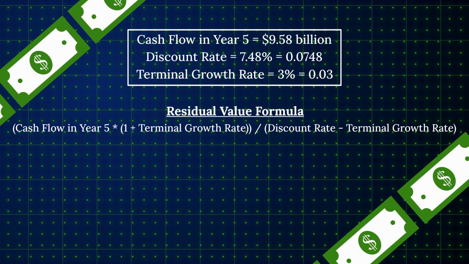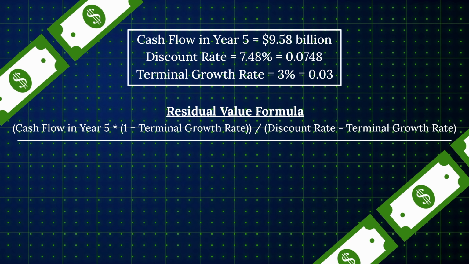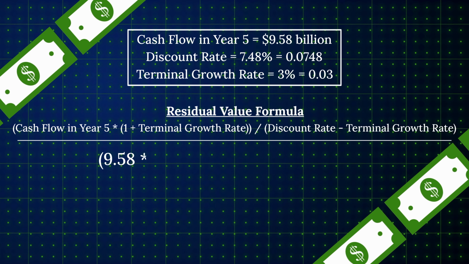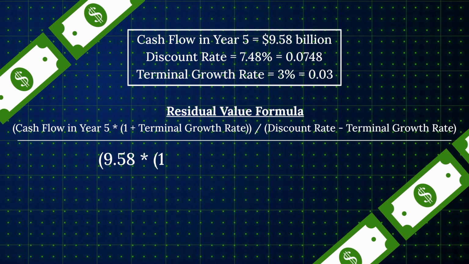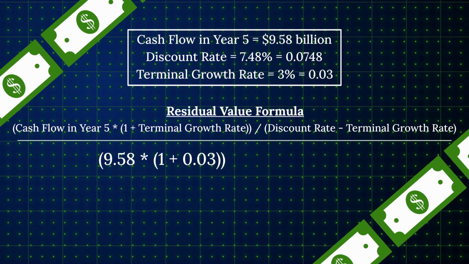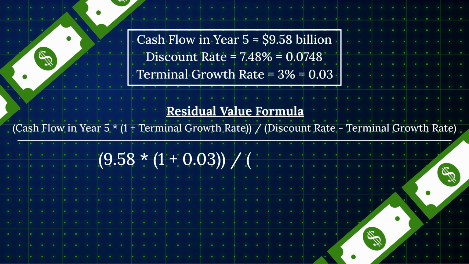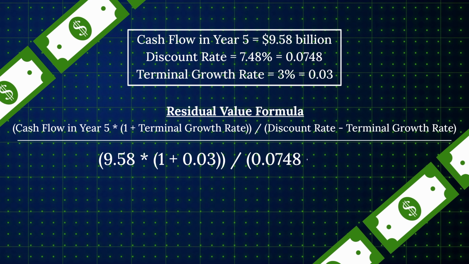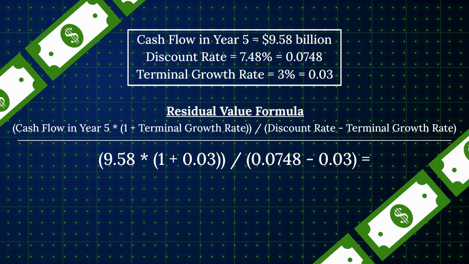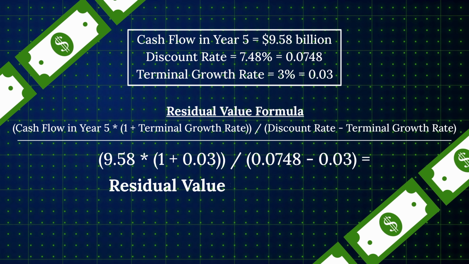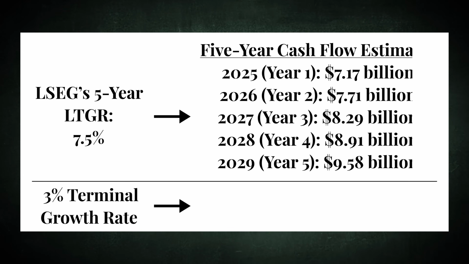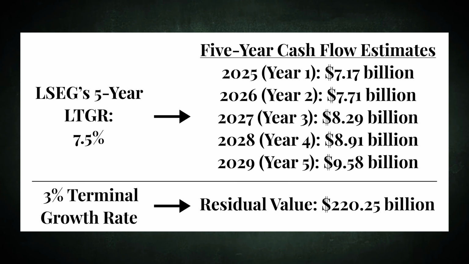Okay, so now let's plug our numbers into the residual value formula. So we have our open parentheses, our cash flow in year 5 of 9.58 multiplied by, open parentheses, 1 plus our terminal growth rate in decimal format, close parentheses, divided by, open parentheses, our discount rate in decimal format, subtracted by the terminal growth rate, close parentheses. Plugging these numbers into a scientific calculator gives us a residual value of $220.25 billion.